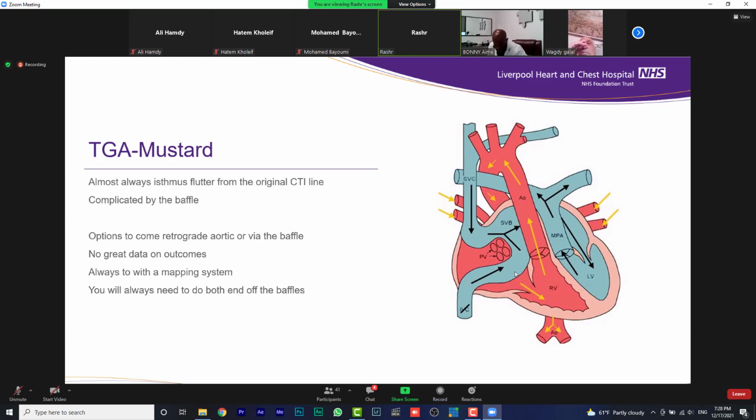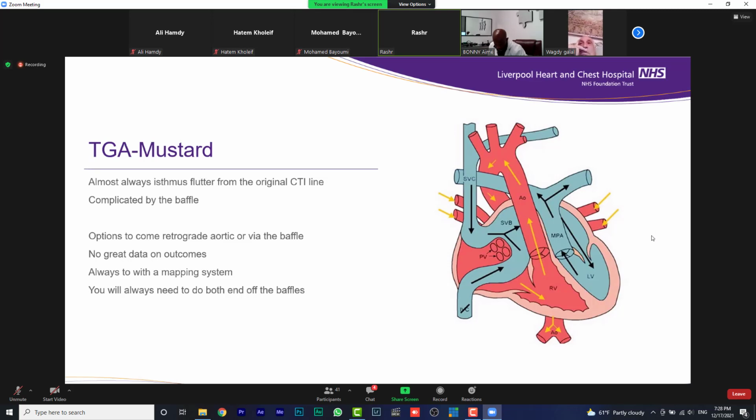There really isn't good data on outcomes or ablation techniques in this cohort, and again, recurrence rates for these would be higher. Again, personally, I would always do it with a mapping system, because I think in a more complex hemodynamic cohort, you want to be as quick as you can, especially if you're doing it under general anaesthetic. And I still have colleagues in other centres who believe that they can completely treat the arrhythmia by only treating one end of the baffle, and I think that's impossible. You will always have to get to both ends.